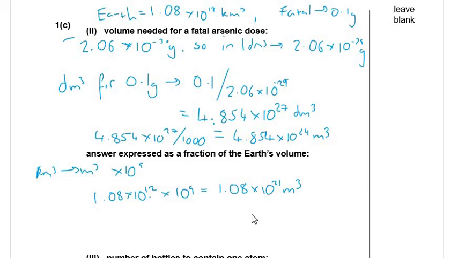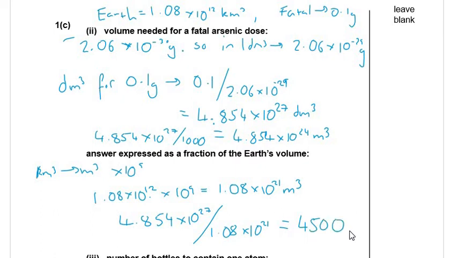Now, we're going to need to divide our answer for the meters cubed of the solution we need by the volume of the Earth. We do 4.854 times 10 to the 27 divided by 1.08 times 10 to the 21, and that gives us a total of 4,500 times the volume of the Earth. So if you're going to consume that much of a solution, you're going to have bigger problems to worry about before you actually manage to consume the fatal dose of the arsenic oxide.